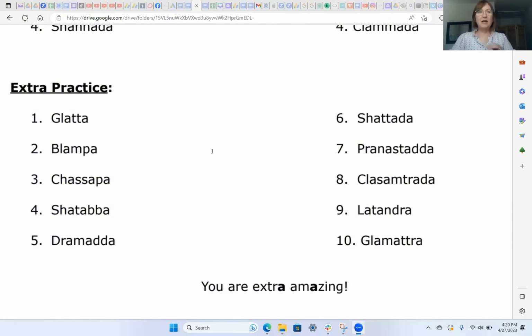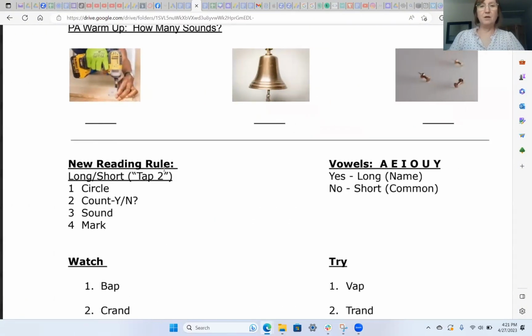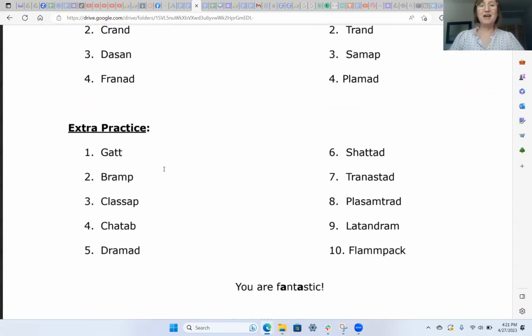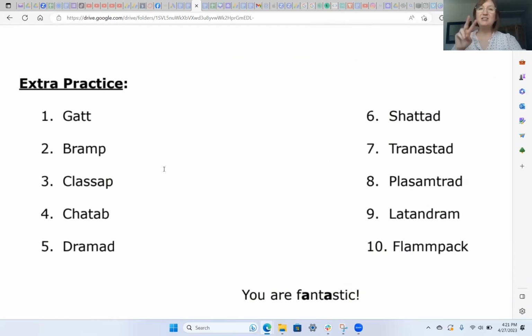So I promised you that I would tell you what the extra practice words were for last time. So I will pull that up now. Here they are. So last time your extra practice words were number 1. I'll say it 2 times. You can say it with me the second time, making sure that you heard it correctly the first time. 1 is gat. Gat.